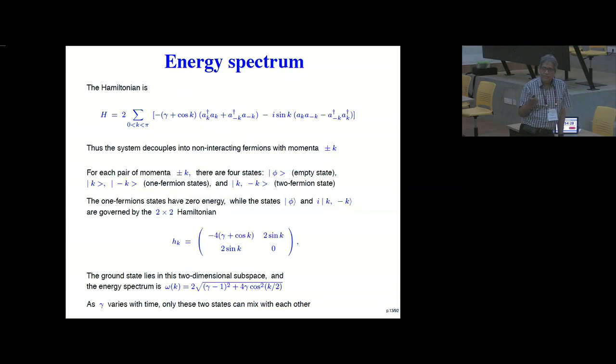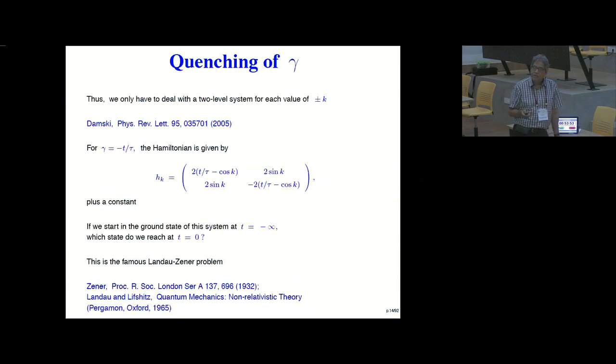Okay, now, what happens when you change this gamma in time? Because this is what we are after, right? Gamma is the parameter that we are going to vary in time. So you can see that the one fermion states are stuck at zero energy, so they don't move. But the energy of the other two states moves. And only these two can mix with each other because gamma shows up in this Hamiltonian and gamma is a function of time. So even though there are four states, really there are only two states which are important in this problem. So we just have to deal with a two-level system.